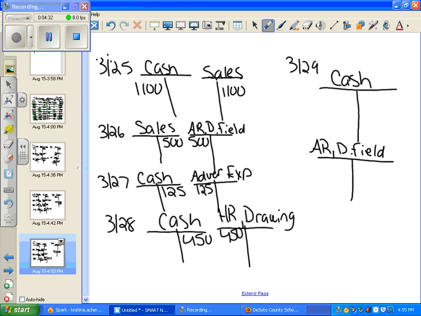So our cash is going to increase by $250. We're going to increase cash with a debit. And Dominic Field's balance is going to decrease because he's paying it down. So his balance is going to decrease. We're going to decrease Dominic Field's account with a credit. So we're going to have a $250 credit for Dominic Field. And that is the last transaction for application 2-4 on page 47 in your textbook.